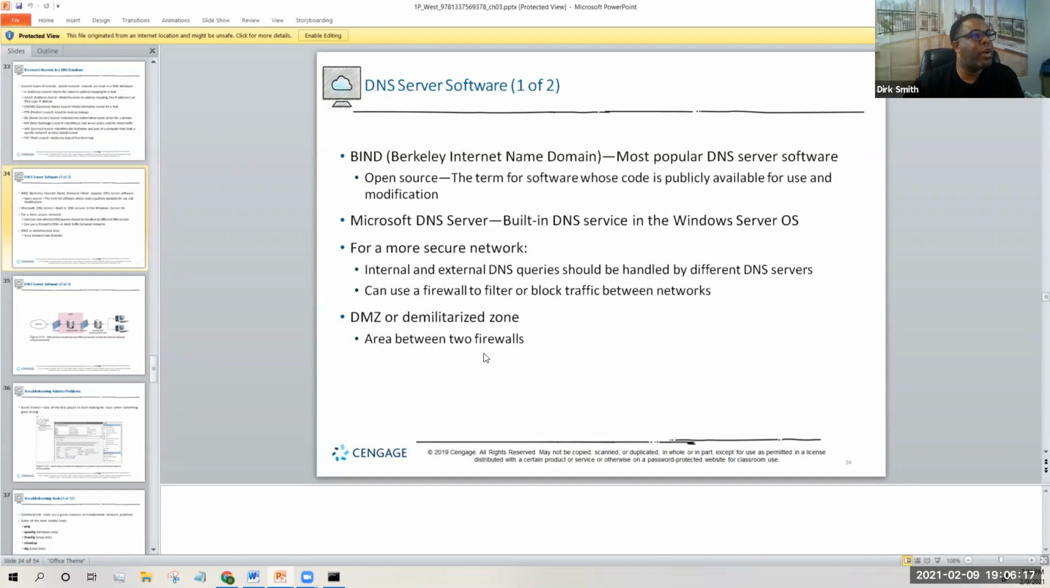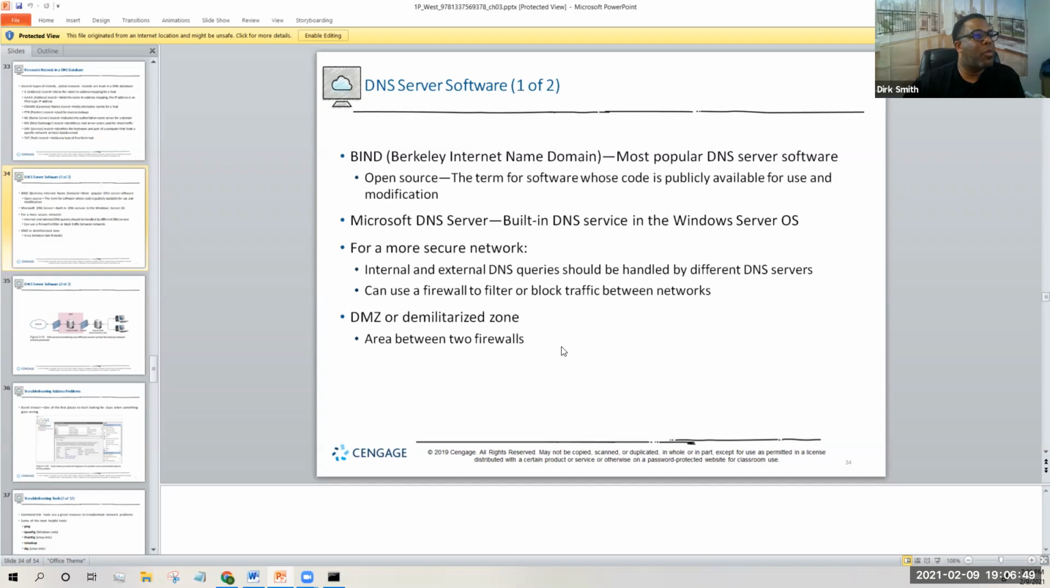DNS service software: Berkeley Internet Name Domain, BIND. The most popular DNS service software is open source. It's free. A lot of people like that, especially in the Bay Area. Microsoft DNS Server is built for DNS on the Windows platform. It's more for a secure network, and then you've got the DMZ, or demilitarized zone, the area between your firewalls.